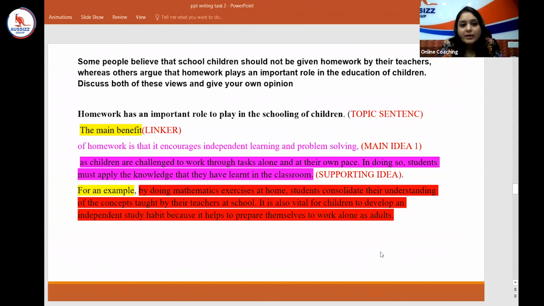So, according to the format, if you are going by adding topic sentence, linker, idea, support, example, it would be a great clarity to the examiner that you have mentioned each and every point with the relativity of adding passive voice, complex sentence, simple sentence, compound sentence also. Okay.